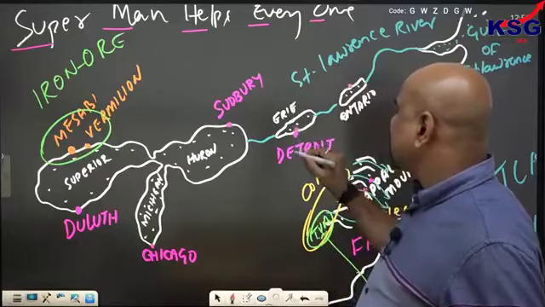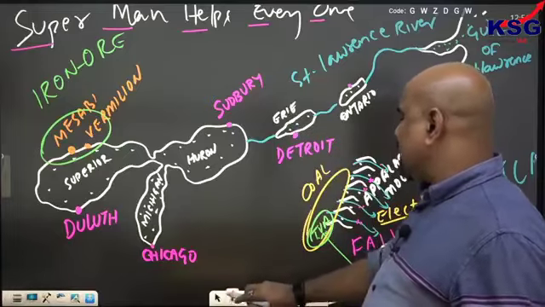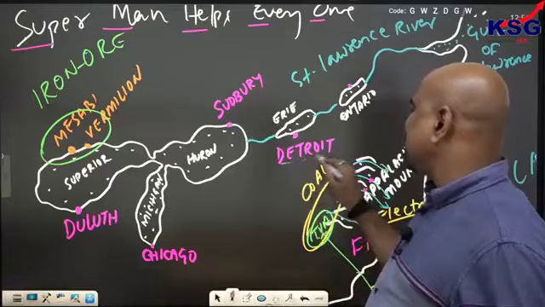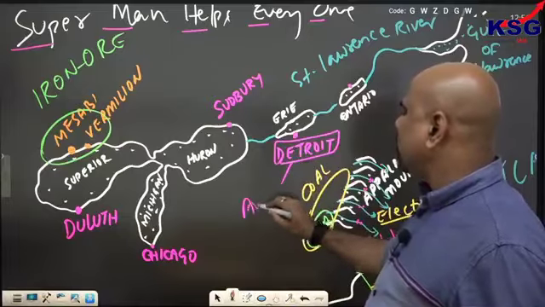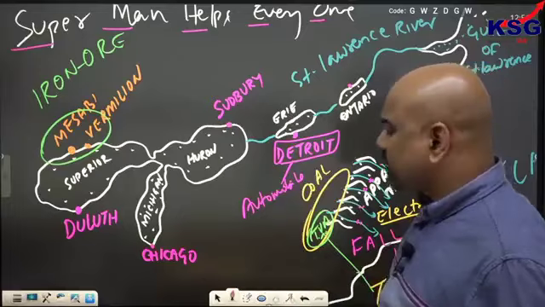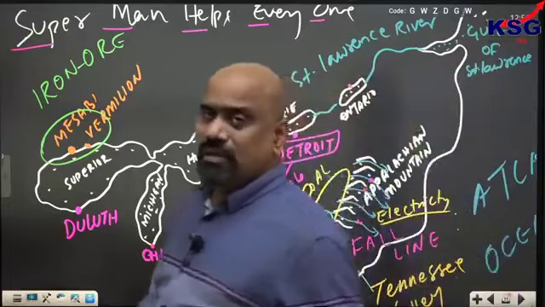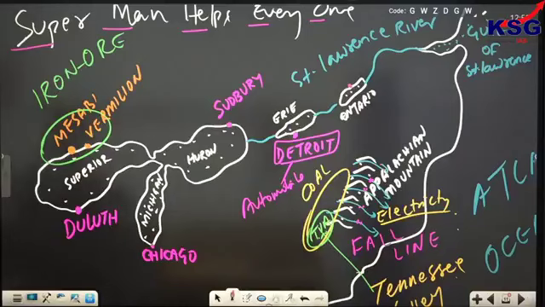Detroit. Can you see this Detroit? Detroit became the main center for automobiles. And believe me, this particular region developed subsequently. Detroit developed as one of the world's leading automobile centers.